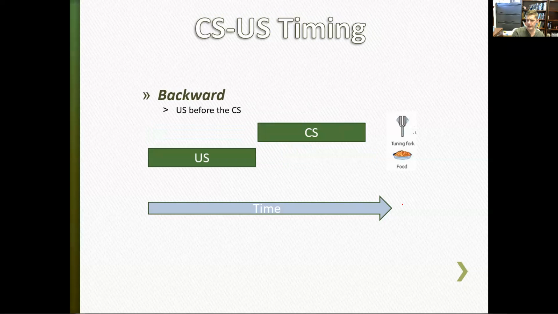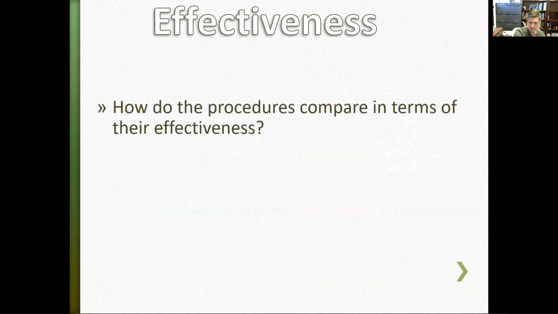And then finally, we can actually have backwards conditioning, where the food comes, then your conditioned stimulus. So it would be giving the food, then playing the metronome, or giving the food, then playing the beep. As you can imagine, probably, there are substantial differences in the effectiveness of these different types of procedures. So which do you think would be the most effective?